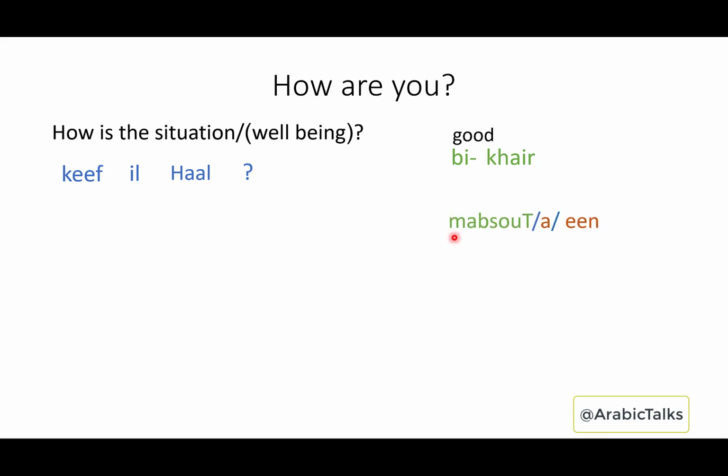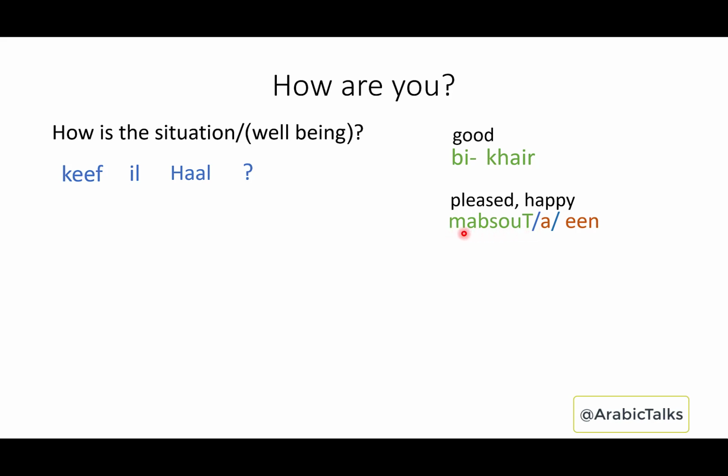Let's try to read it. مبسوط. This is the heavy ta. مبسوط means pleased or good or happy. مبسوط is an adjective. You are describing yourself. أنا مبسوط. This is if you are a man or a boy. This is the masculine form of saying pleased.